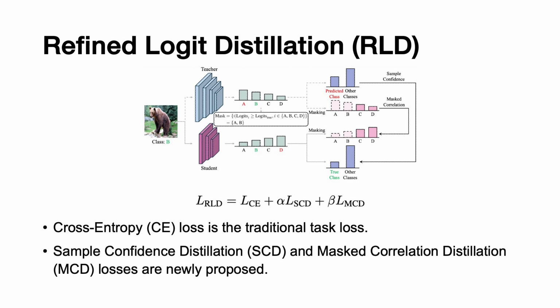Therefore, we proposed refined Logit distillation, RLD. It consists of two novel distillation losses, namely sample confidence distillation, SCD, and masked correlation distillation, MCD.